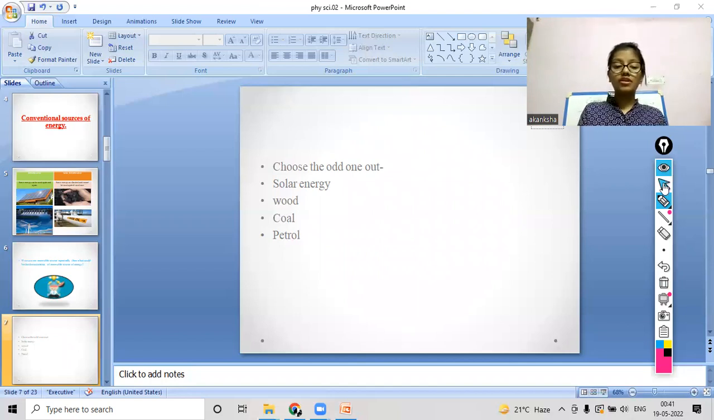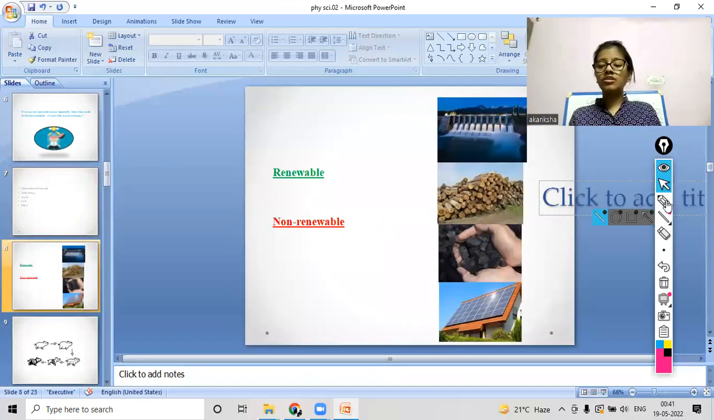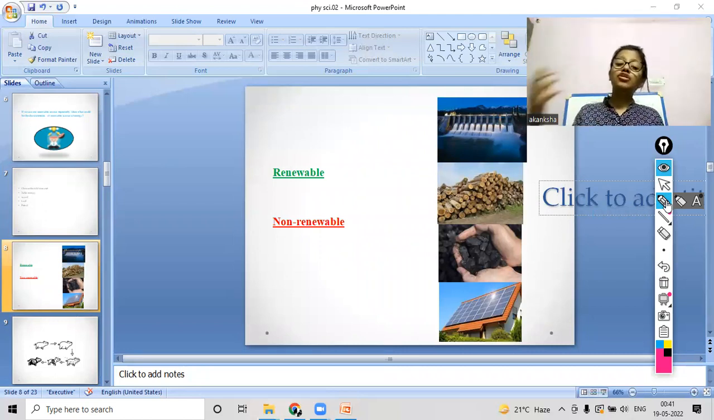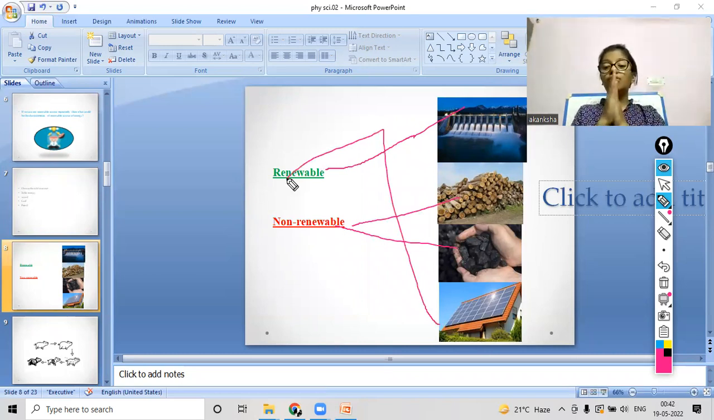Okay, one more question I have prepared for you. Let's see. Now this is a match the following. You have to match it. You can write in the chat box which among these comes under the renewable resources and which comes under the non-renewable sources of energy, right? The energy we get from water is a renewable resource of energy, and wood is non-renewable. Coal is also non-renewable. Yes, very good. What about solar energy? It is a renewable resource of energy, right? Yes, you all answered it correctly.